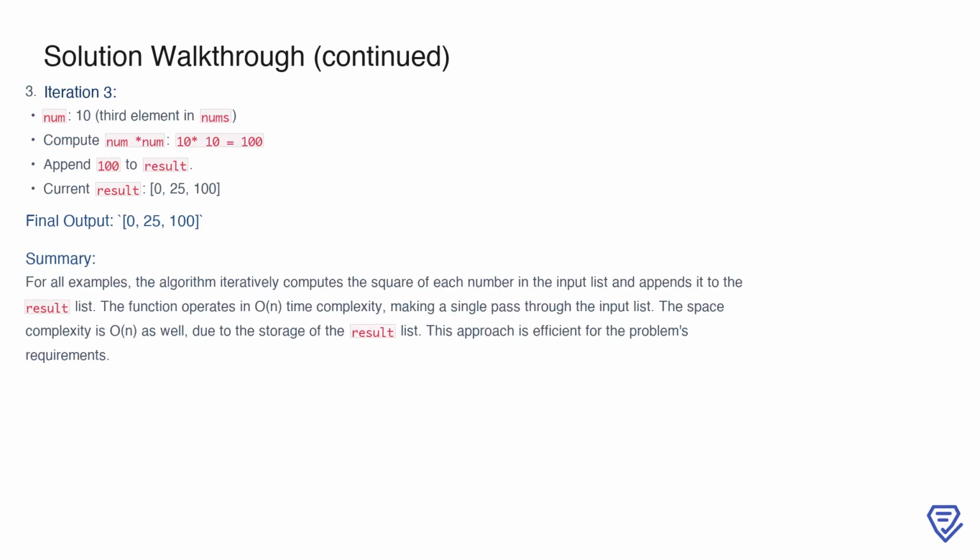For the third and final iteration, the number is 10. Squaring it gives 10 * 10 equals 100. Appending this value to the result results in 0, 25, 100. With all elements processed, the final output for this example is 0, 25, 100. To summarize, the algorithm squares each number in the input list and appends it to the result. This method is efficient, with O(n) time complexity since it processes each element once, and O(n) space complexity due to the storage of the result list.